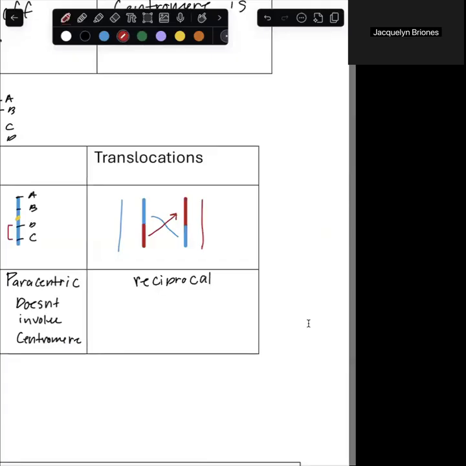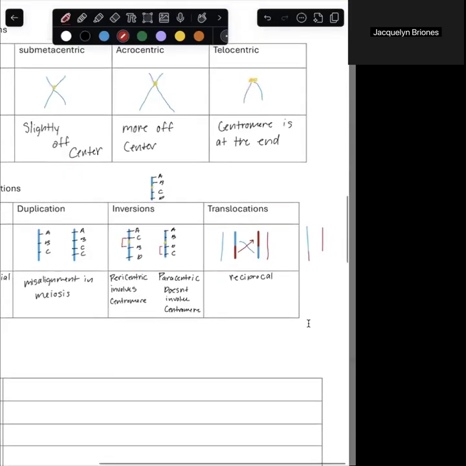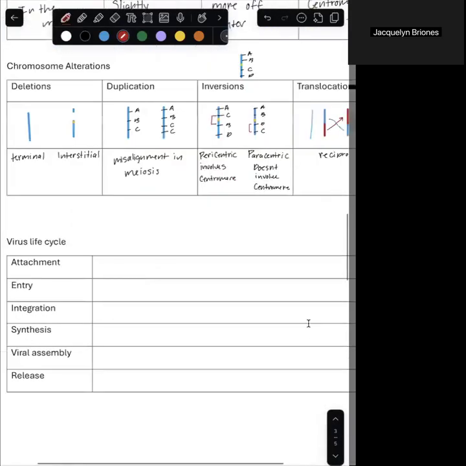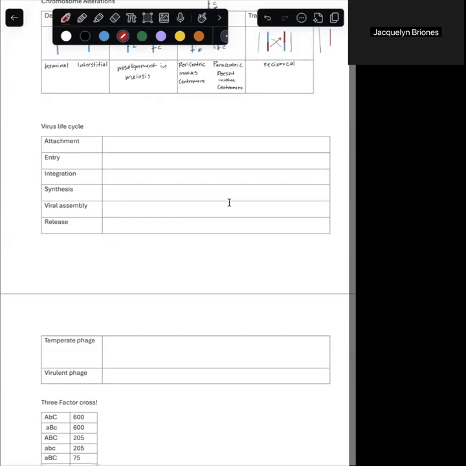But a translocation can happen when, okay, say we have this blue and this red. This red just loses a bit, and it becomes attached. So now this red is gone, but this blue has what was lost. So that's translocation. And now on to the virus life cycle.